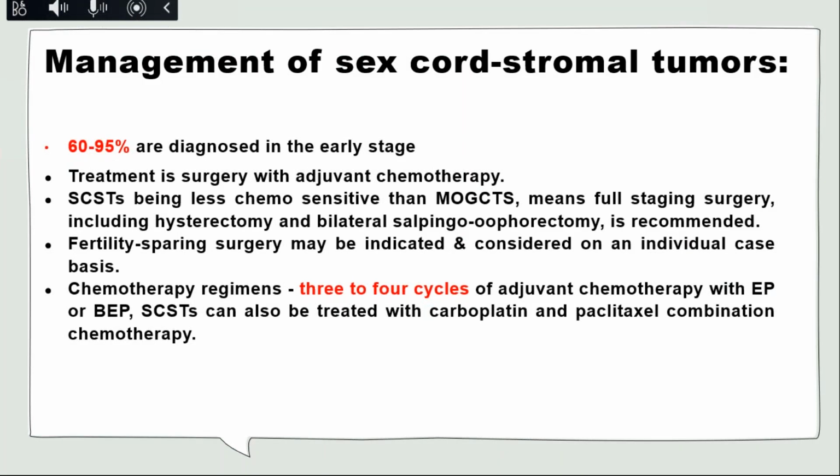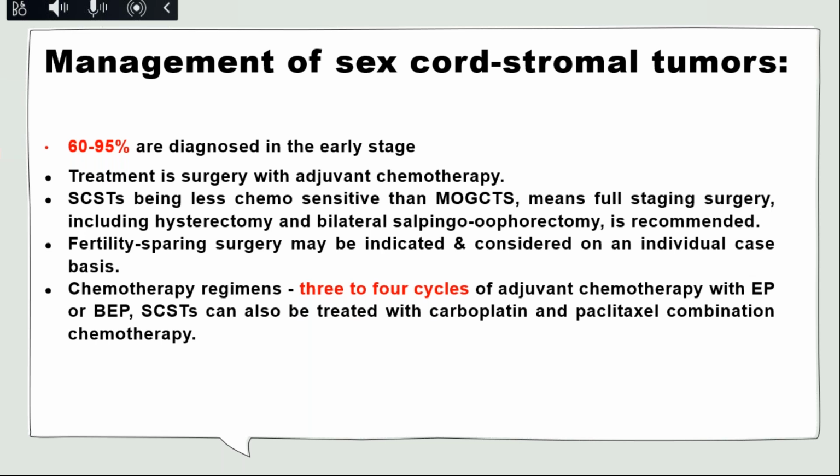Now, the overall management of sex cord-stromal tumors. 60 to 95% are diagnosed at an early stage, and treatment is surgery with adjuvant chemotherapy. These are less chemosensitive. They are not as chemosensitive as the germ cell tumors we have read earlier. That means full staging surgery, including hysterectomy and bilateral salpingo-oophorectomy, is recommended.